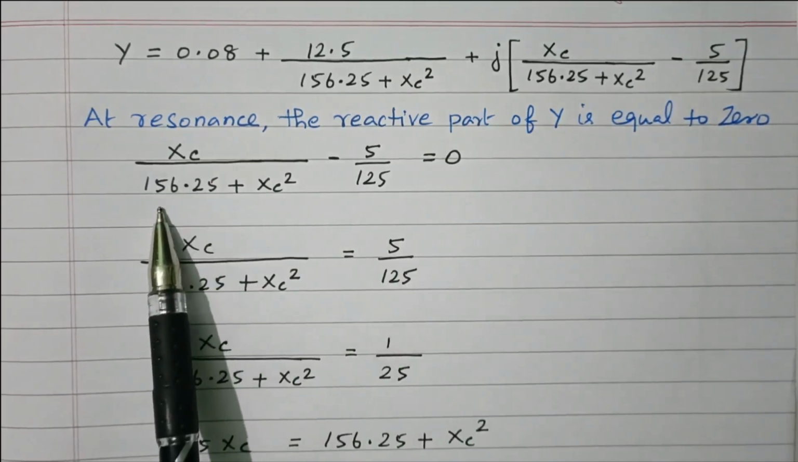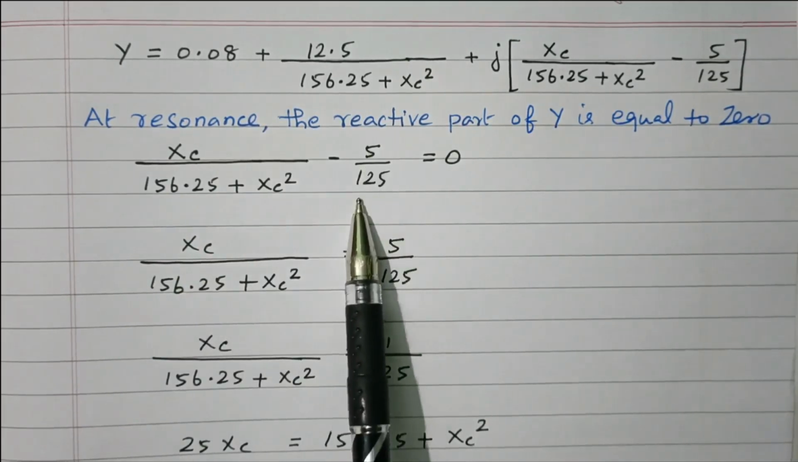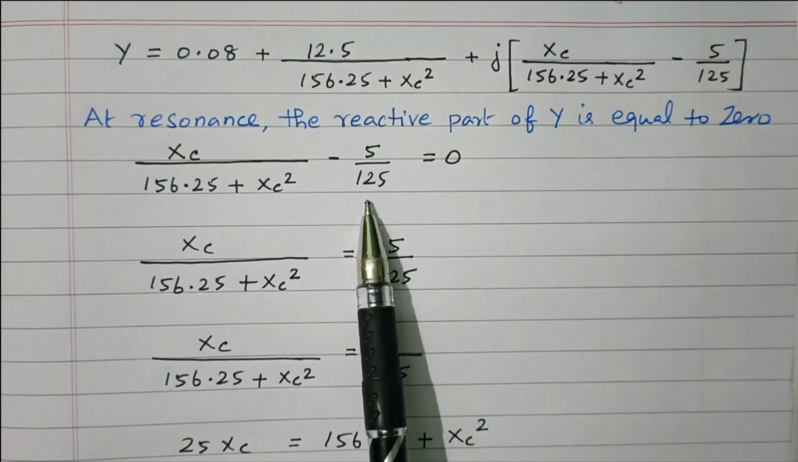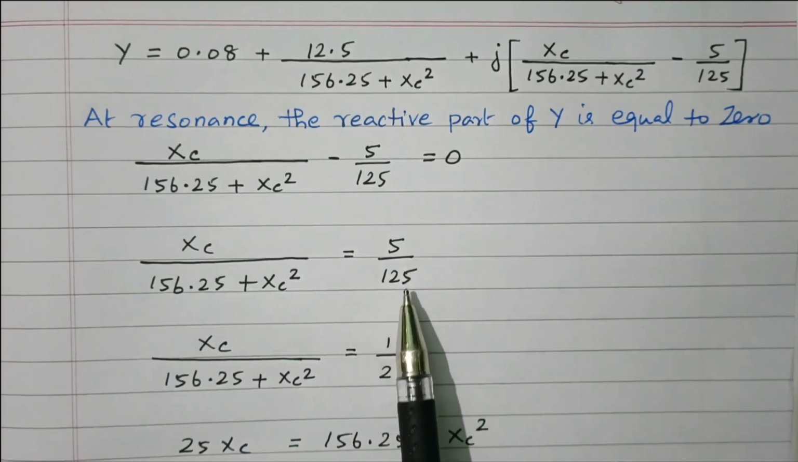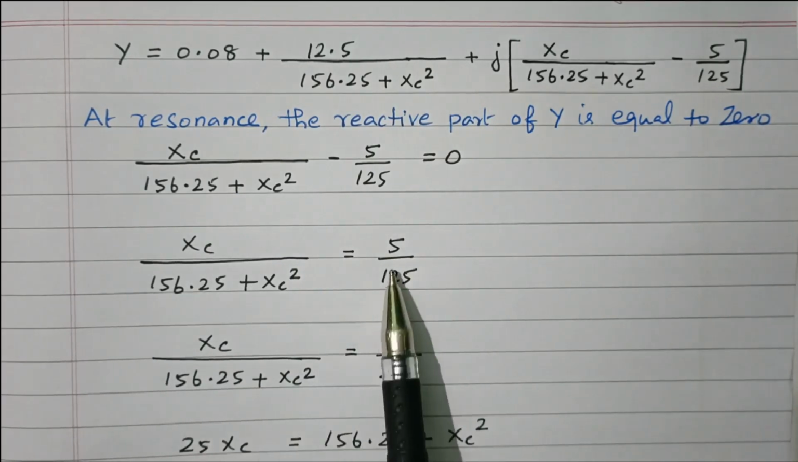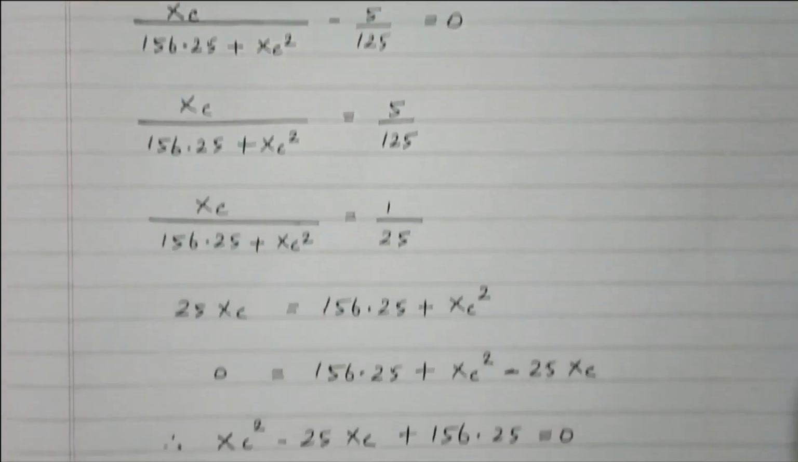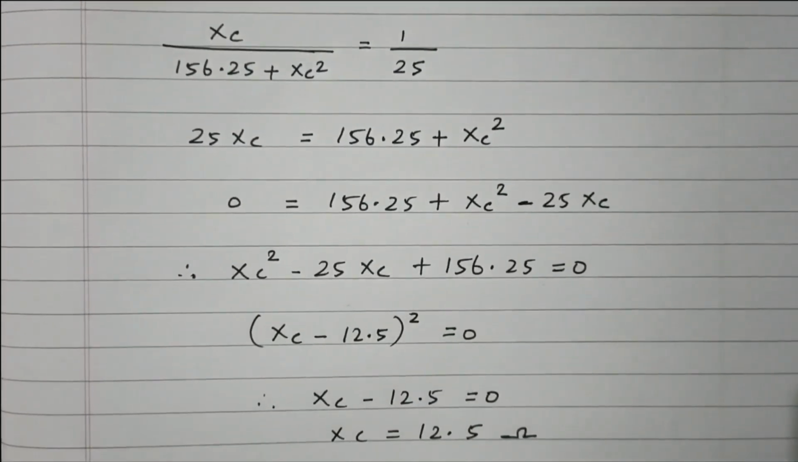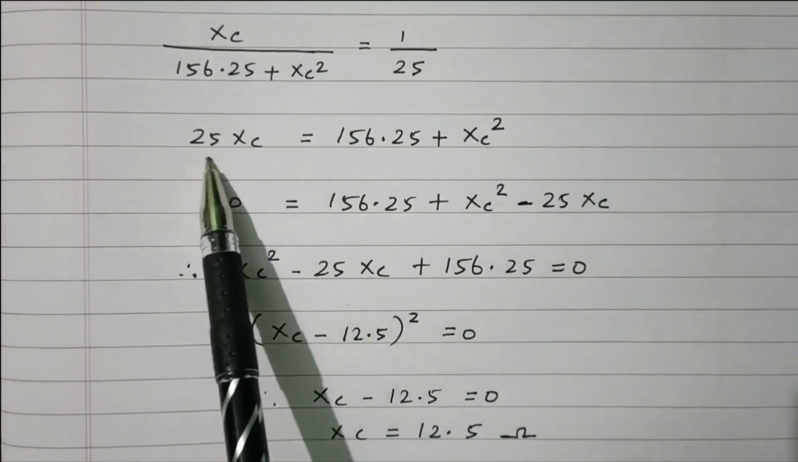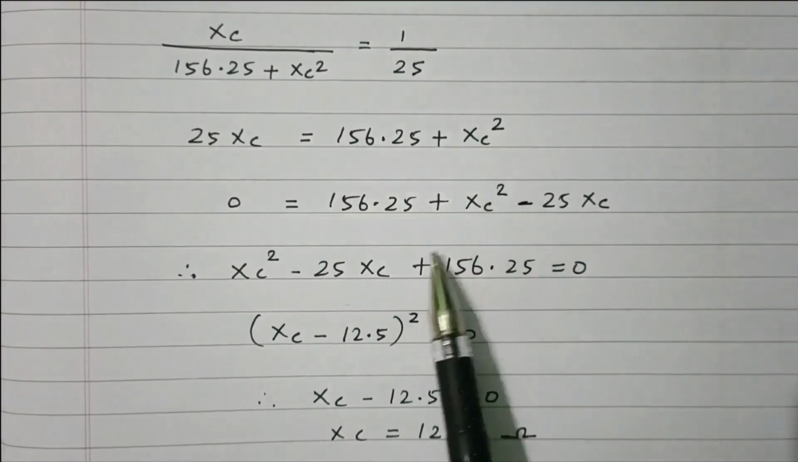So Xc divided by 156.25 plus Xc square, minus 5 by 125, equal to 0. Bring this term to that side, so it becomes plus 5 by 125. So Xc divided by this term, and 5 divided by 125 is 1 by 25. This goes with the 25 times. Now we'll cross multiply this. We'll cross multiply the terms for the further simplification. So it becomes 25 Xc equal to this term, 156.25 plus Xc square.